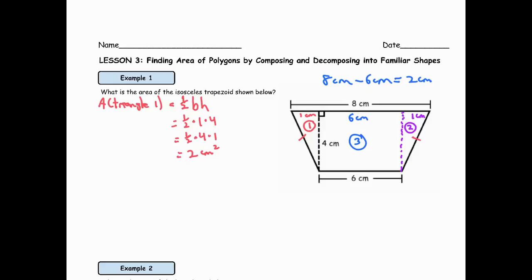Now the good news is, we know that triangle 1 and triangle 2 have the same dimensions, because we know this side right here is the same length as this side. We know that the bases are each 1 centimeter, and we also know that the heights are 4 centimeters, which means that triangle 2 has the same area as triangle 1.